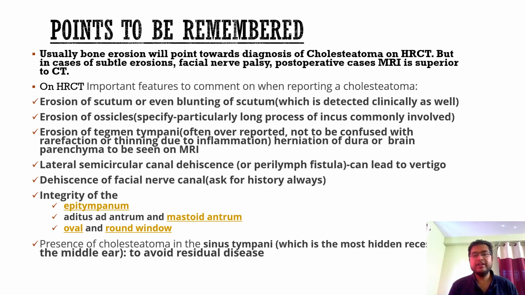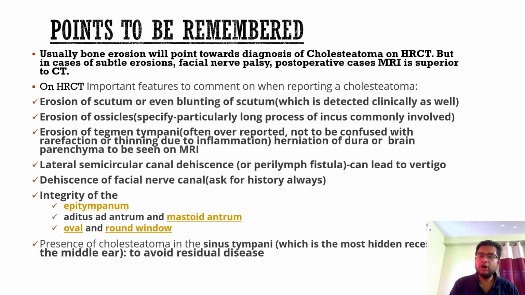On HRCT, the important points to be covered while reporting a case of cholesteatoma are erosion of the scutum, or rather blunting of the scutum. Blunting of the scutum is something that is actually detected clinically. So if you see some blunting and you write it in the report, it definitely gives an idea to the clinician that it's an early case of cholesteatoma and it is causing bone erosion. Erosion of the ossicles is a very common thing that I've seen. Rather than specifying which ossicle is eroded, erosion of the ossicles or disruption of the ossicles is given.